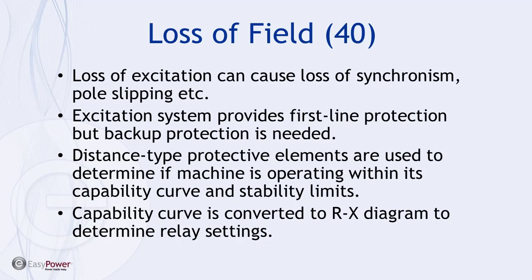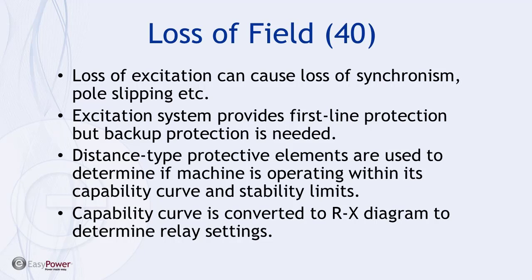So normally these days the excitation system is going to provide protection against loss of field. It's built into the excitation system, but you need a separate protective relay to back up the excitation system. So that's going to be the loss of field protection. Typically what we do these days is use a distance type protective element that looks at the R and X that it sees. So we need a voltage and current input for loss of field.